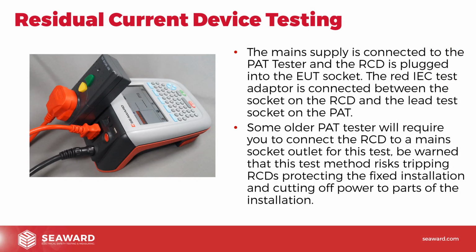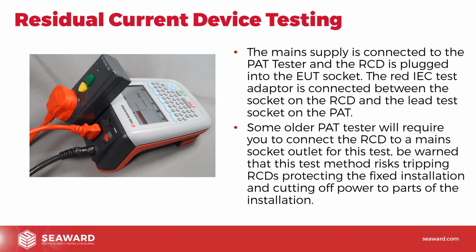So the main supply is connected to the PAT tester, so you can see the black lead there, and the RCD is plugged into the EUT, the equipment under test socket. The red IEC test adapter, IEC lead there, is connected between the socket on the RCD and the lead test socket on the PAT tester, the IEC socket on the PAT tester. Now this is exactly the same if you've got an RCD extension lead. We just put that in between. We put the red lead into the RCD extension lead. We connect the RCD extension lead plug into the PAT tester. So what we're doing is we're creating this loop inside the tester. So the mains is coming into the tester, but the test is being carried out internally within the PAT tester.